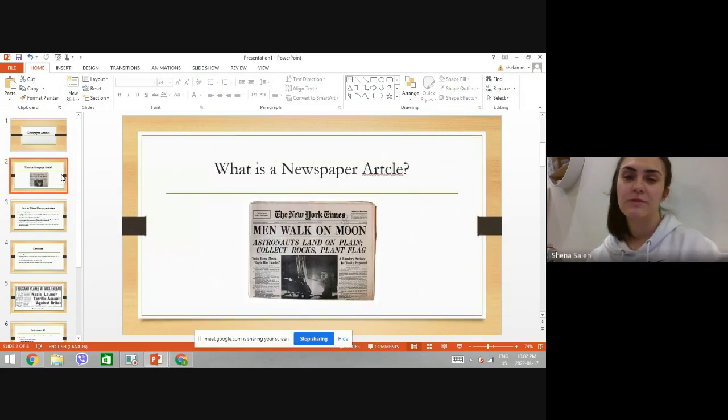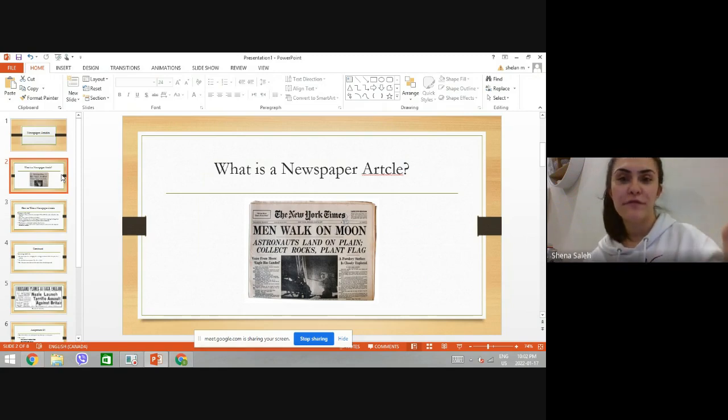Okay, so newspaper articles, they kind of look like this. Not kind of, they do. They look exactly like this. What is a newspaper article? Well, it basically gives you all the information of an event that happened before that's very interesting to other people around us.